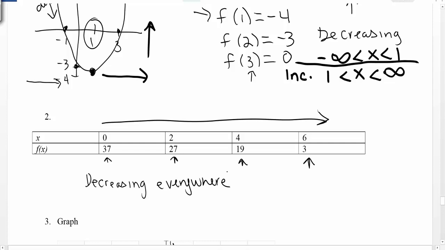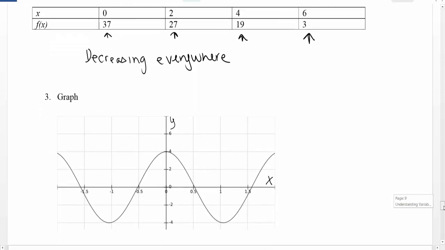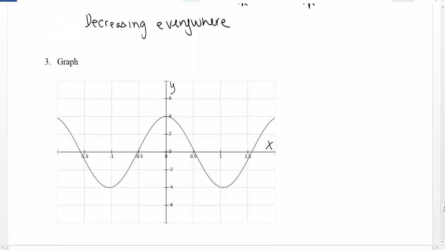Okay, so when you have a table, you need to look at the dependent values and see whether they're going up or going down. And that will tell you where that table of data is increasing or decreasing. When we have a graph, we're going to look at the intervals to determine where they're going up and where they're going down. So here, I can separate out the spots where things are turning around, and that will help me define my intervals. So again, I'm going to go from left to right.